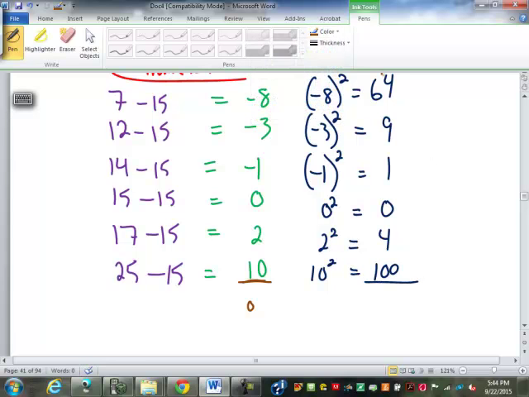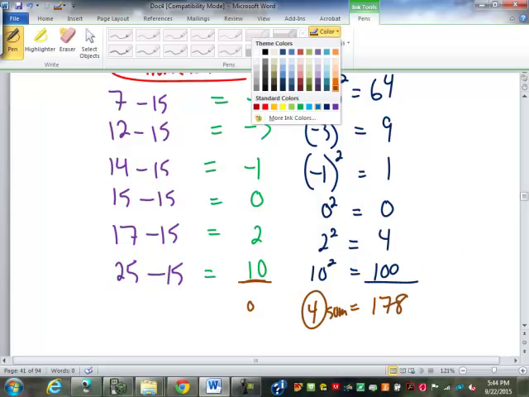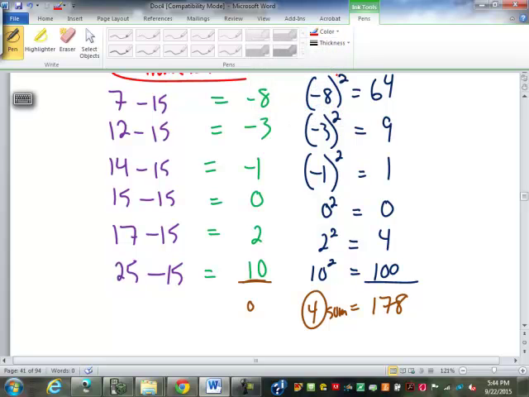So we can add them all up. 64 plus 9 is 73, plus 1 is 74, plus 4 is 78, plus 100 is 178. Step 4, by the way, was to sum them up or add them up. What is step 5?